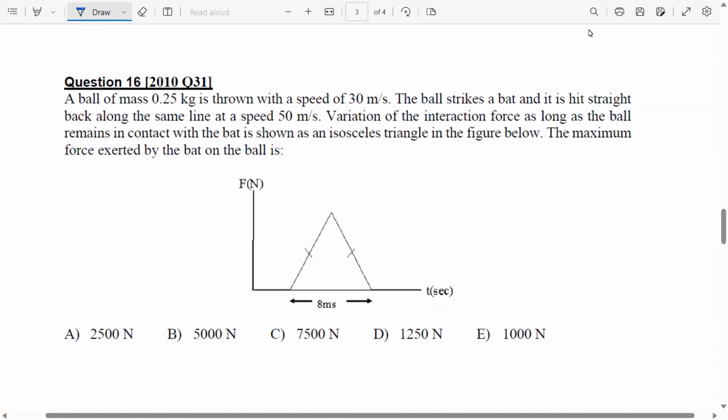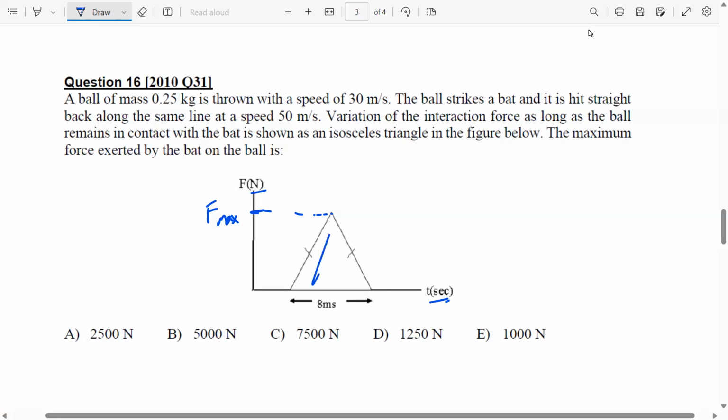So the variation of the force is given, and it's an isosceles triangle. What's the maximum force exerted by the bat on the ball? So they want to find this maximum force, F max. Now, the area under a force-time graph, I think I mentioned before, is the change in momentum. So we need to find that change in momentum first.